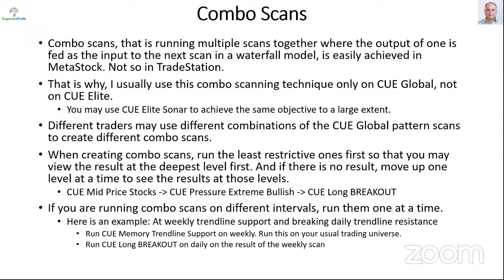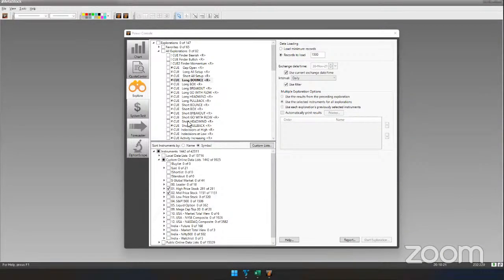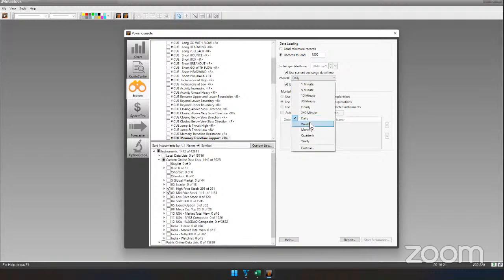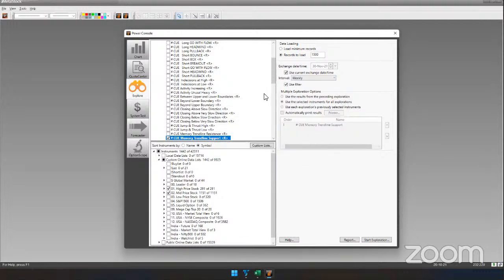Let's go back to the Metastock platform to see what I mean. We are looking for stocks at weekly trendline support. So we have this scan, memory trendline support, and we choose the interval weekly. But the breakout I want in daily interval. So I cannot combine the weekly trendline support and daily trendline breakout in the same combo scan in one run.